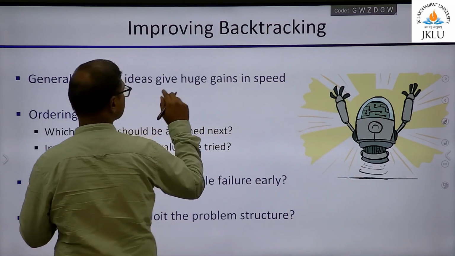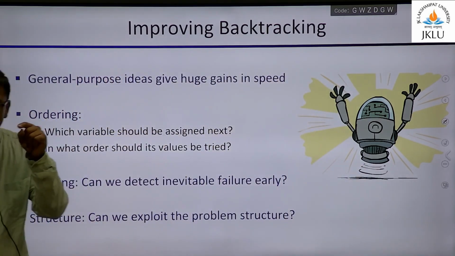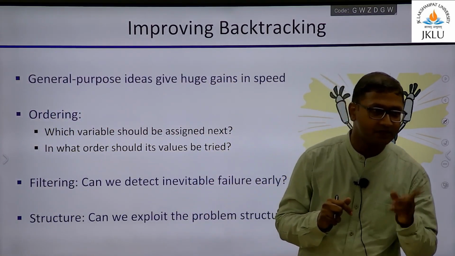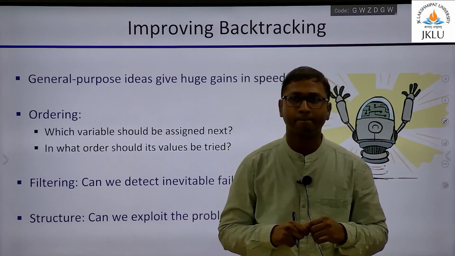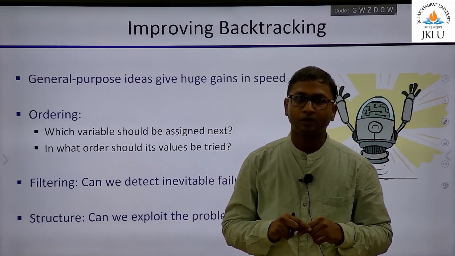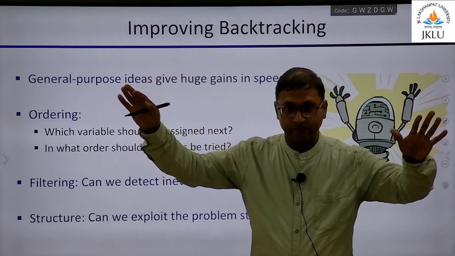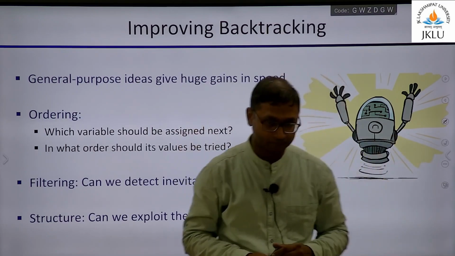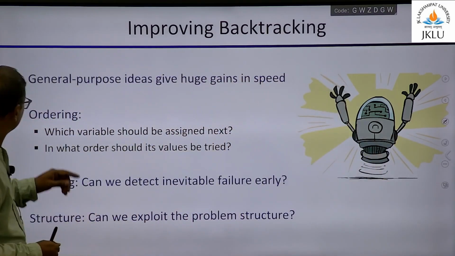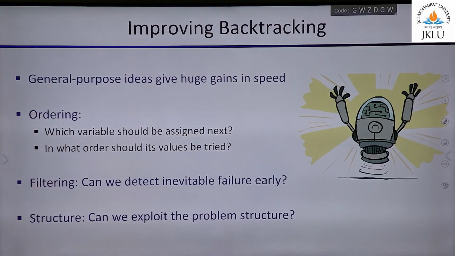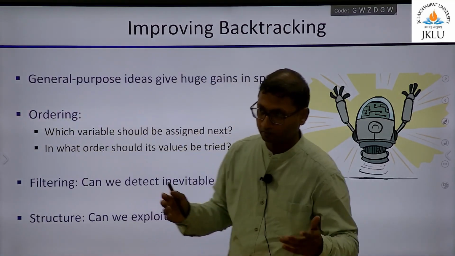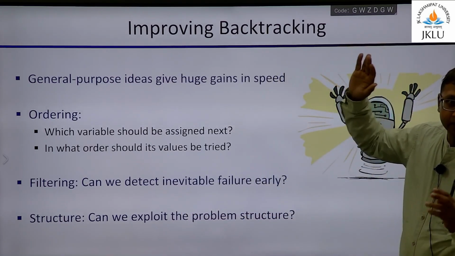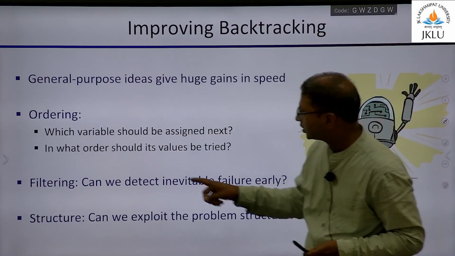General purpose ideas give huge speedups. So why is this faster than DFS? Again, we have talked about this before, but why is this faster than DFS? Because you don't explore the whole tree, right? You explore less than the whole tree. In the worst case, it will still be d to the n, but the complete tree will not be explored.